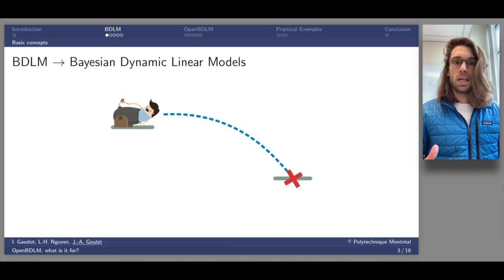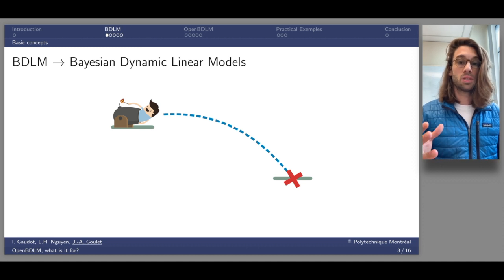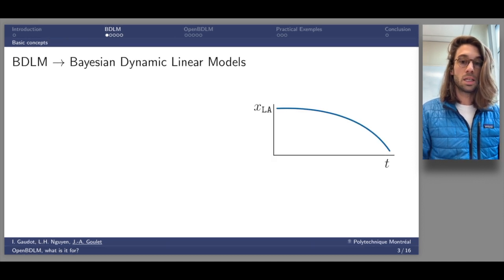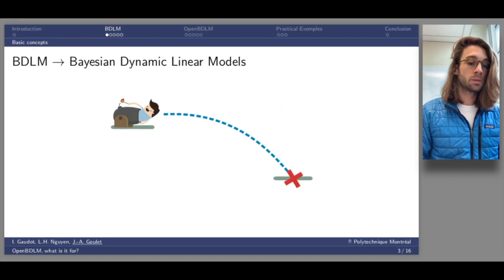BDLM stands for Bayesian Dynamic Linear Model. How does it work? We're going to see how it works through this simple example of trying to predict the trajectory of a projectile through time. For instance, I want to predict the trajectory of this projectile over a sequence of time steps. I know from Newton's equations of motion that it is going to behave with an accelerating behavior. So I can model this by a local acceleration component like this, where my position accelerates over time.